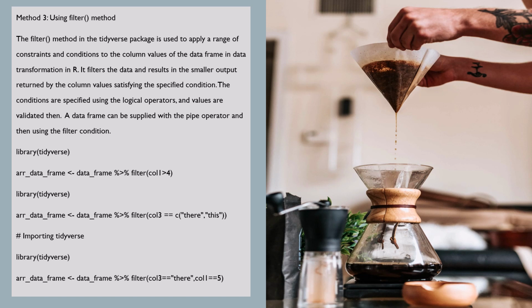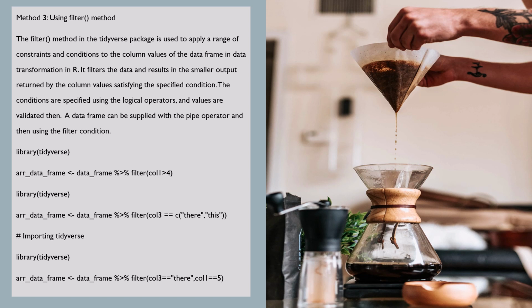So the conditions are specified using the logic operators, and values are validated then. A data frame can be supplied with a pipe operator, then using the filter condition. So you would load your library, for example, dplyr or tidyverse, and then define a new data frame, then use the piping operator on the data frame, and then write your filtering condition in the filter method.